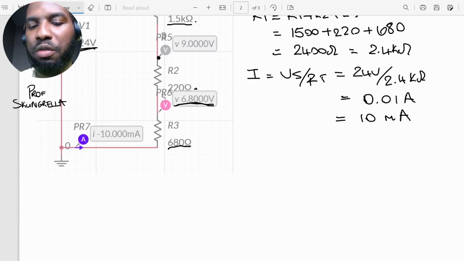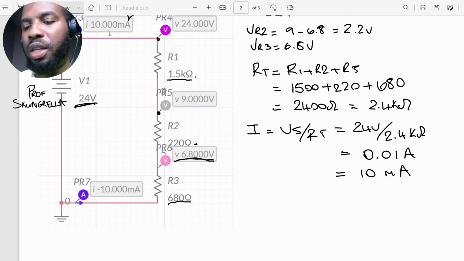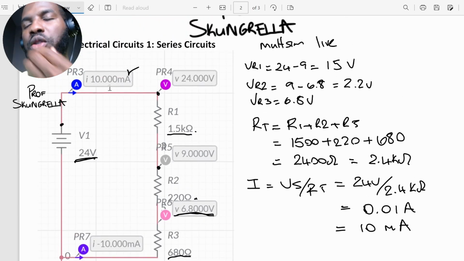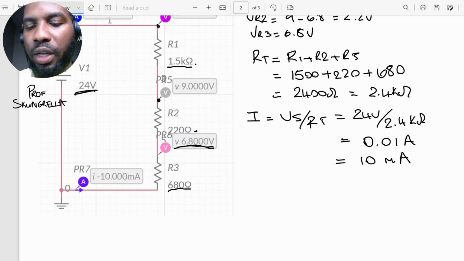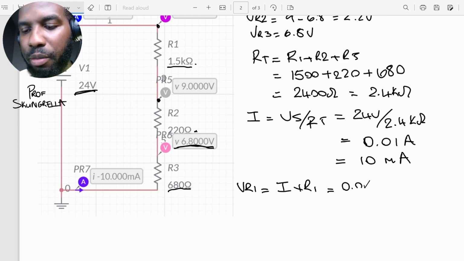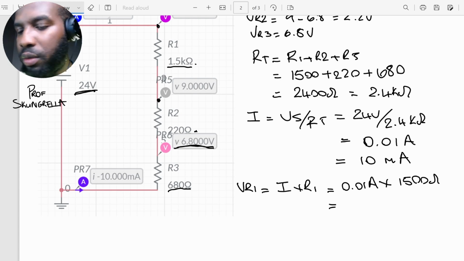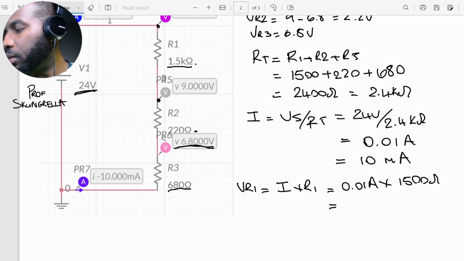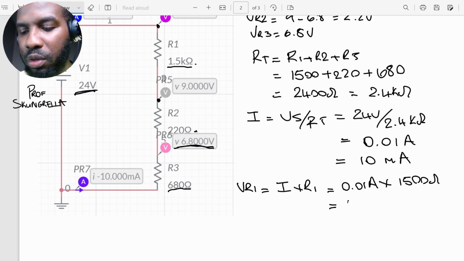Now let's go ahead and calculate the voltage drops for this circuit using the two methods that we discussed, which is Ohm's law and also Kirchhoff's voltage law. All right, and we will verify if the simulation is correct. Okay, so let's start with VR1. Let's use Ohm's law for VR1. VR1 is going to be equal to I times R1, which is equal to 0.01 ampere times 1500 ohms. And that gives us 15 volts.